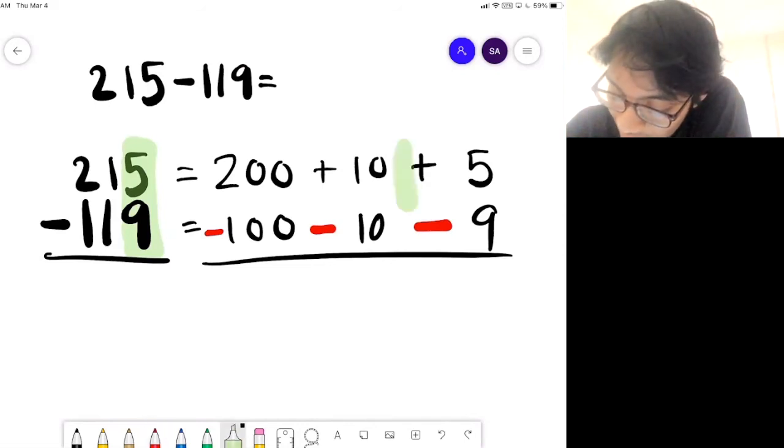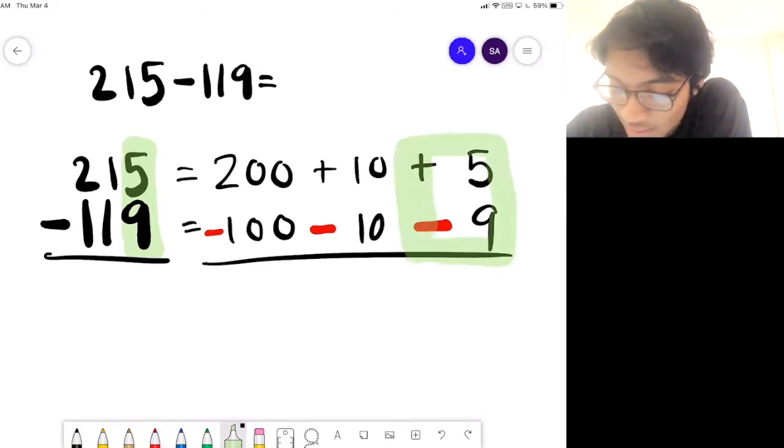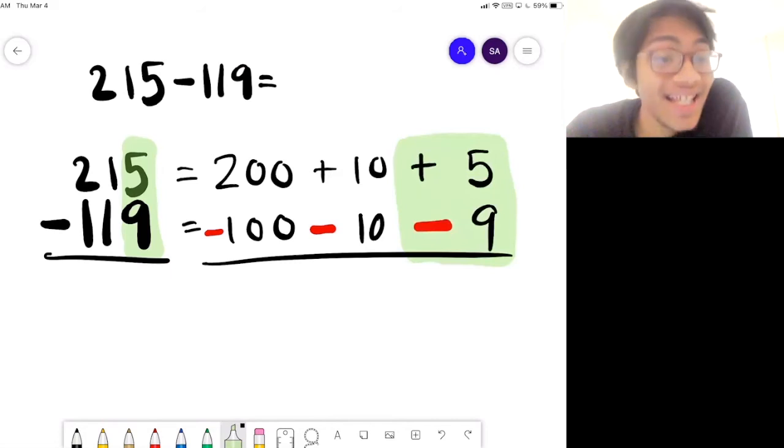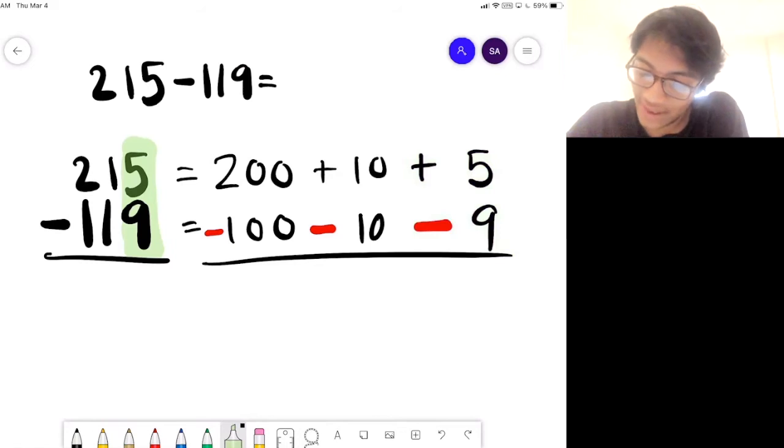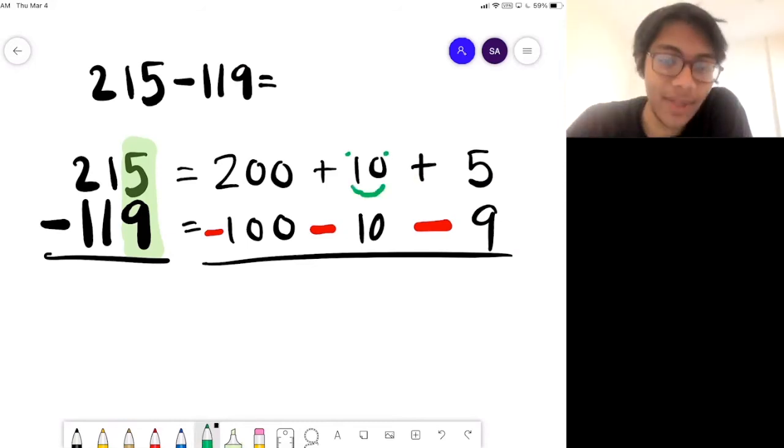So 5 minus 9. Can I do 5 minus 9, folks? It's just too hard. I can't do 5 minus 9 because 5 is less than 9. 9 can't take away all of 5 and then ask for more. I mean, that's just greedy. So what is 5 going to do? Five is going to ask his rich neighbor. 10 is not so rich, but he's nice. He wants to help out 5.